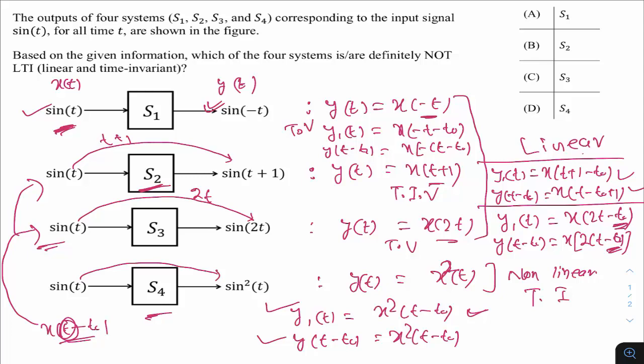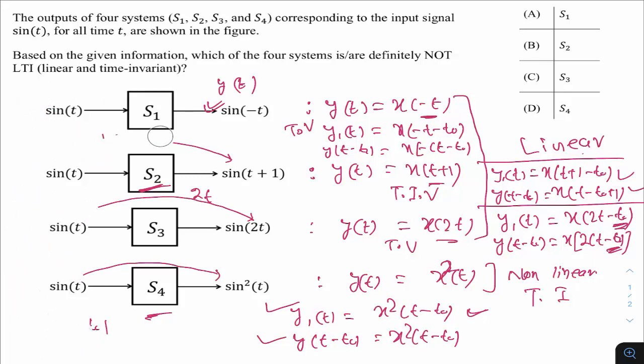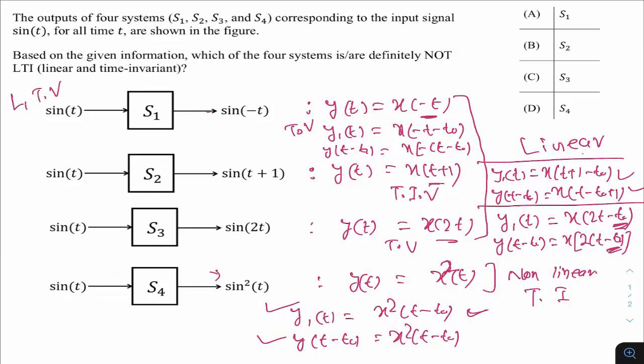So if I summarize, the conclusions we have derived are: in the first case the system is linear and time variant. In the second case, linear and time invariant. Third case, linear and time variant. And in the fourth case, non-linear and time invariant. Right? So this is the conclusion we have.